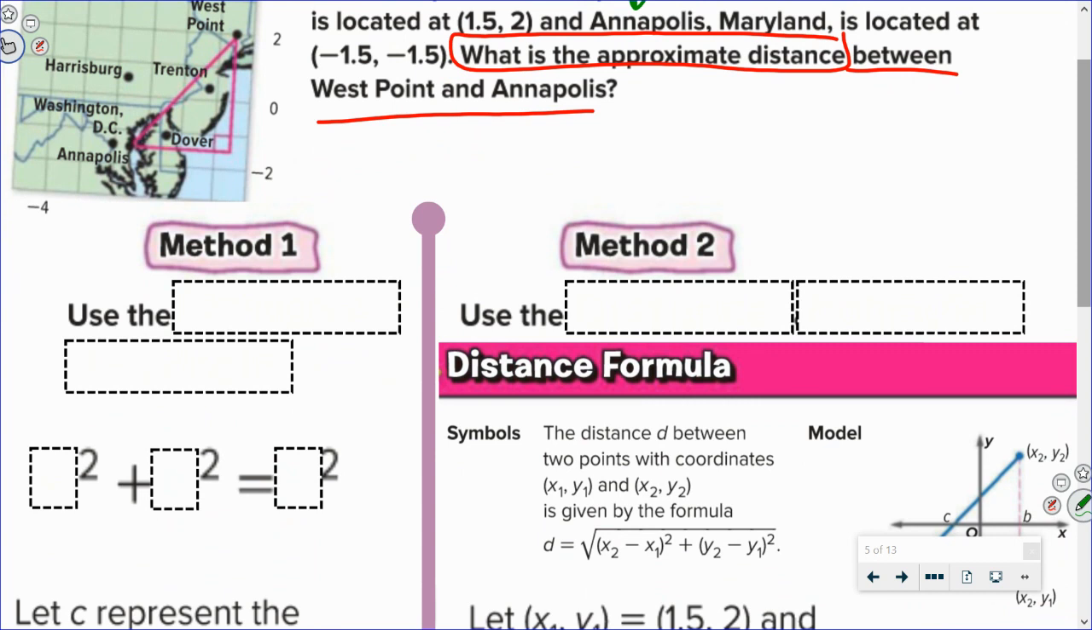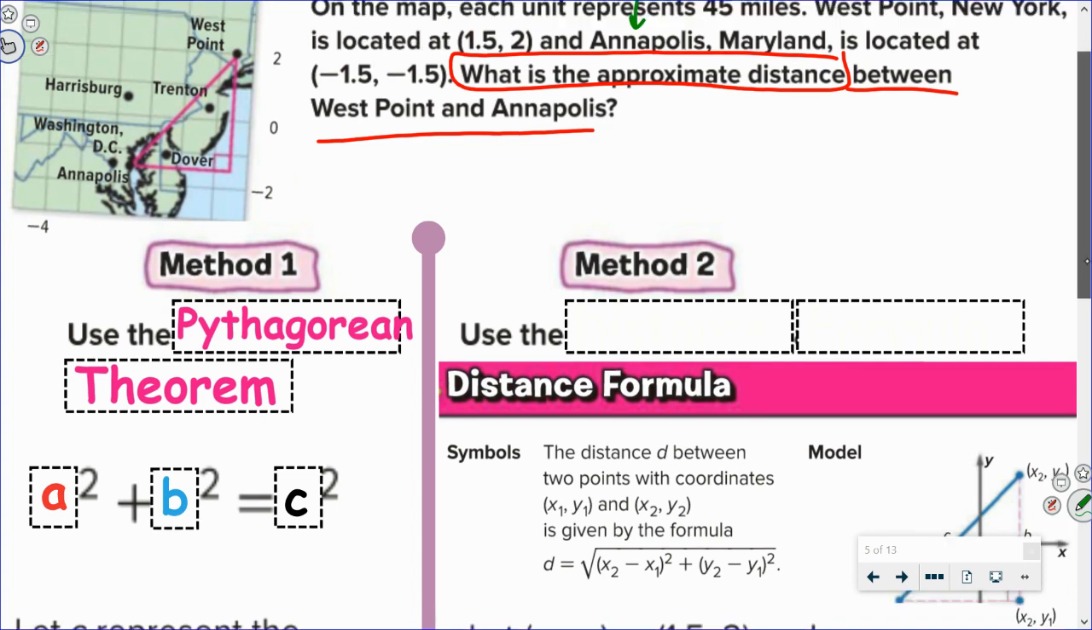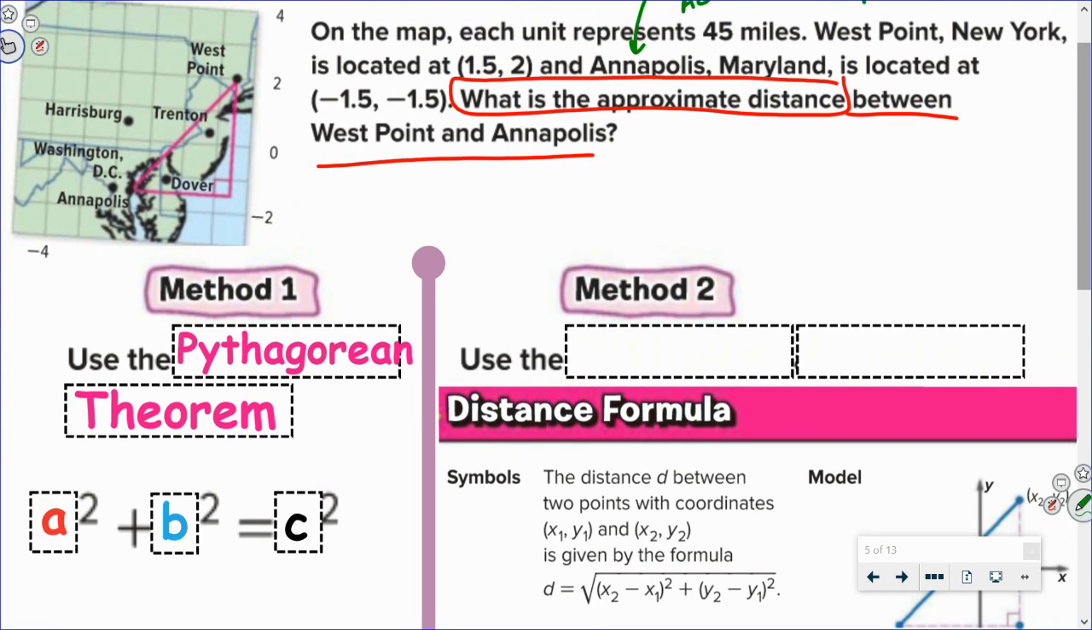Method 1 is simply going to use the Pythagorean theorem, which we know that if we square each leg and add them together, it equals the square of the hypotenuse. So I'm going to have to look a little closer at the graph here. And I'm going to notice that the vertical goes 1 and 2 and 3 and 3.5.